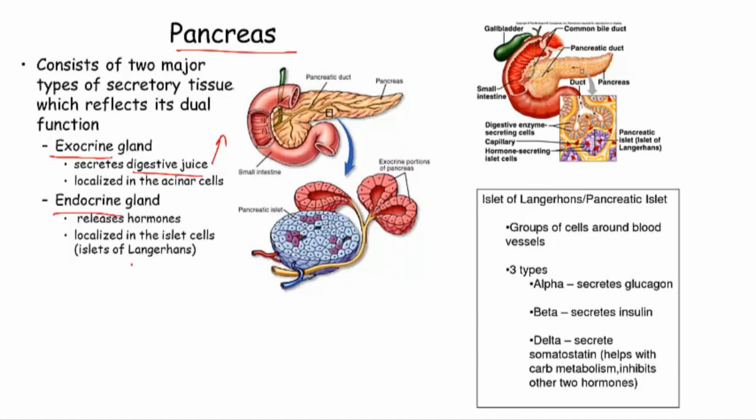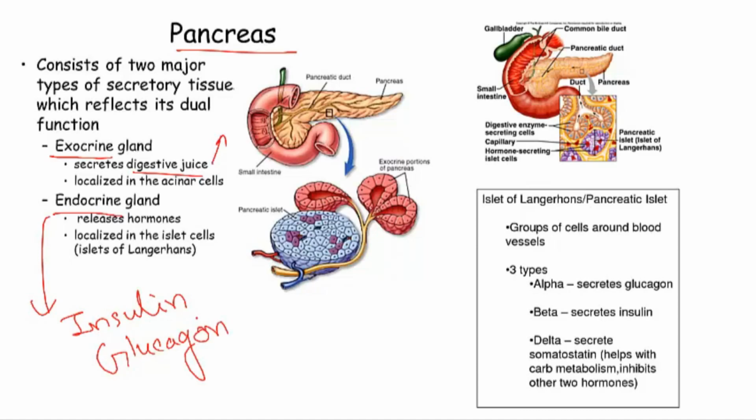So let's look at it. This is a large gland, but it's a mixed gland. It's not only an endocrine gland, it's an endocrine and exocrine gland. There are two major hormones secreted by the pancreas as an endocrine gland. One is insulin, and the other is glucagon.